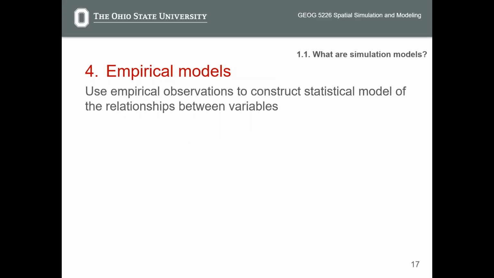And we also have empirical models. We introduced mathematical models, right? Now let's talk about empirical models. They use empirical observations to construct a statistical model of the relationships between variables. Okay, be careful. It's a statistical model, which means that these models simply address the statistical relationship between two variables, but they ignore the reason why this relationship was established.